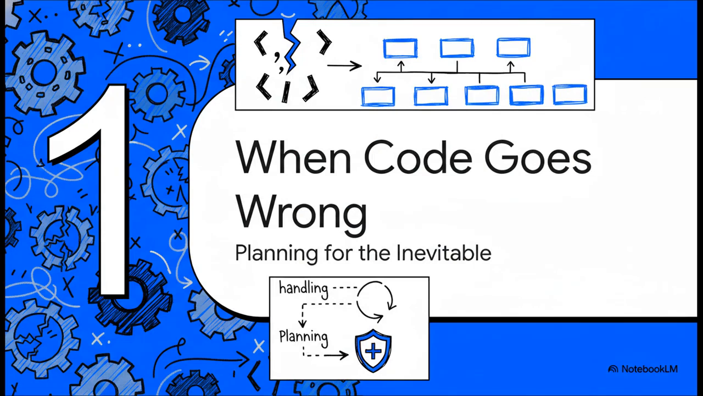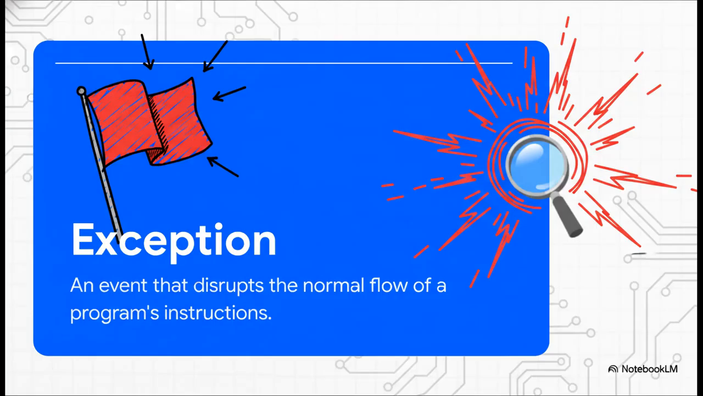We really need to change how we think about this. Errors aren't failures, not really. They're just events. Events that we can and absolutely should plan for. Now in Java, when one of these disruptive things happens, we call it an exception. You can think of it like Java literally throwing up a red flag, shouting, "Whoa, hold on, something unexpected just happened and we can't just continue on like normal."